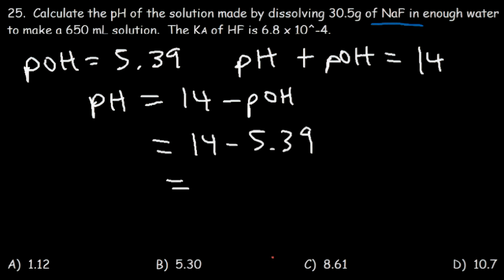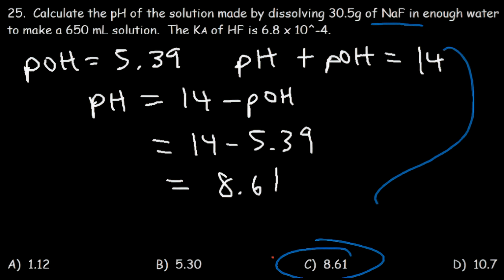And it turns out that it's 8.61. So therefore C is the right answer. Now it makes sense. Earlier in this video, we said sodium fluoride is a basic salt. The pH will be above 7, and it is. It's 8.61. If we were to add an acidic salt to water to make a solution, the pH would be less than 7. It could be like 5 to 6 somewhere, or maybe 4-ish. But in this case, it's 8.61.